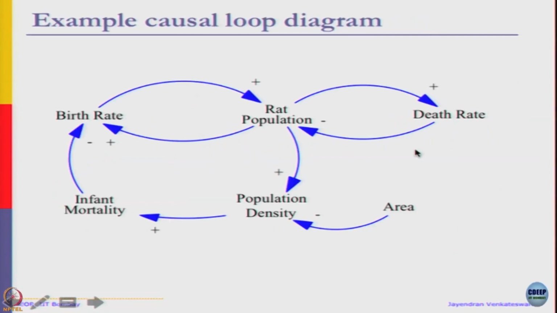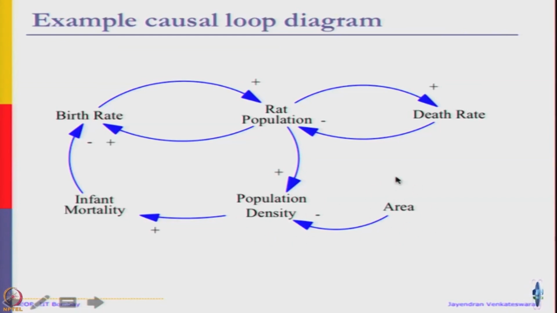This is an example of a simple causal loop diagram, on rat population. We are looking at the rat population being affected by the birth rate and also by the death rate. Population also affects the birth rate, and the birth rate also affects the population. In this example, the population also affects the density, given that the area here is assumed to be external, meaning you don't have any control. Rats cannot migrate, they are fixed in that area.